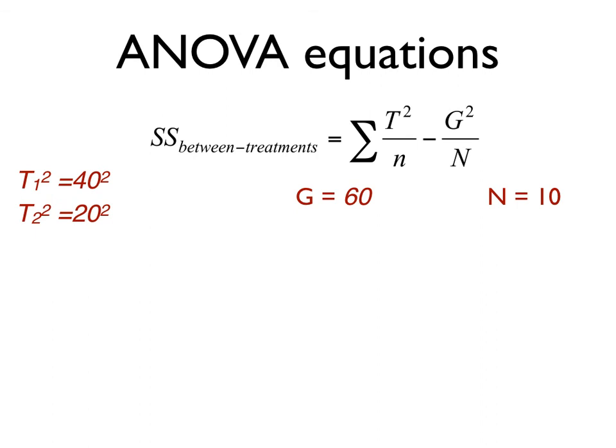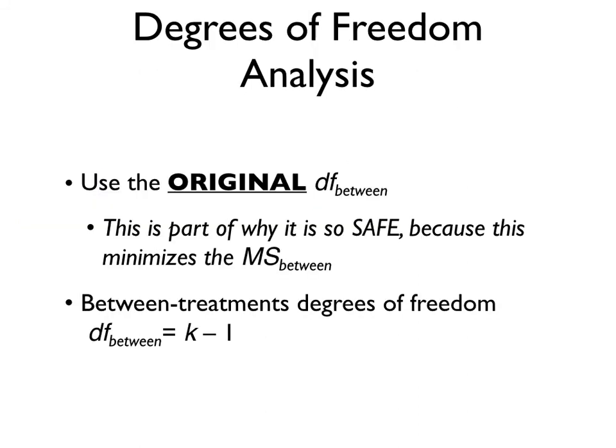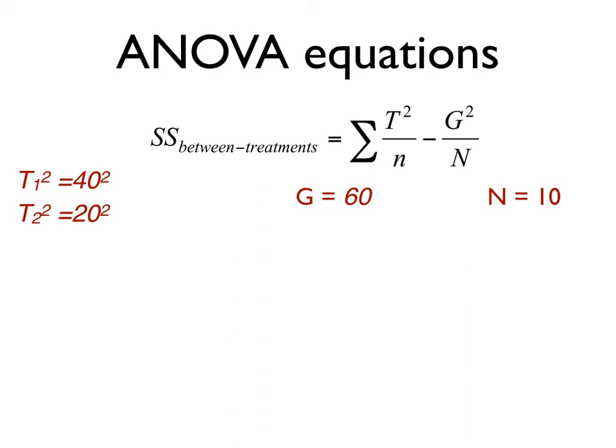That's what it's asking you. It's saying, okay, how many scores went into that G? Well, 10 scores went into that G, and so that's the value that we're going to use. So what we'll do is take T squared, 40, divided by little n, which will be 5. We'll add that value together with 20 squared divided by 5. We sum those values just like we have previously, and then we'll subtract it from 60 squared divided by n.